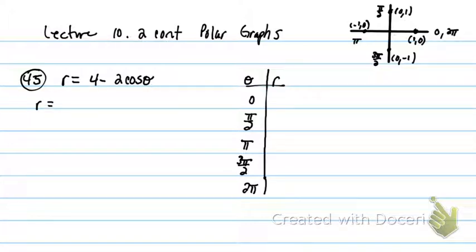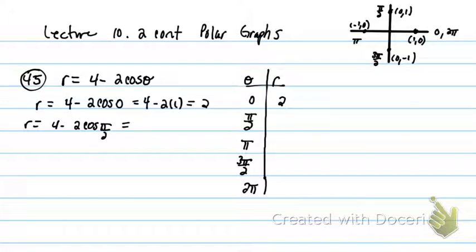So we know r, if we start at 0, would be 4 minus 2 times the cosine of 0. Which coordinate is cosine again, you guys? X. So what's the value there? 1. Good. So you have 4 minus 2 times 1, which leaves me with 2 for r. Make sense? All right, let's plug in pi over 2.